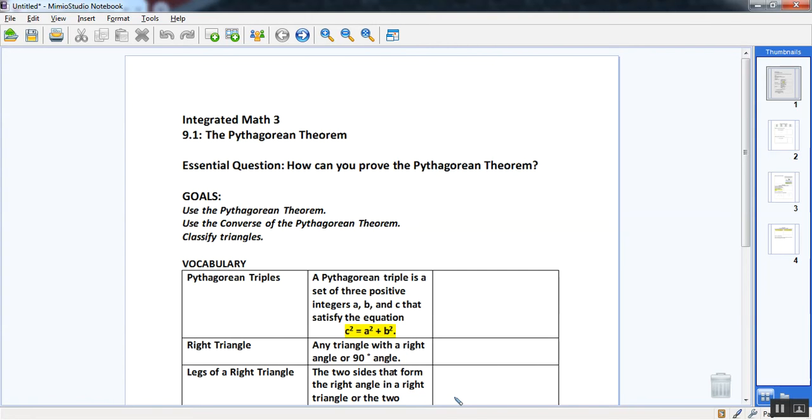Guys, I'm not going to spend a ton of time in this section. I know you guys have talked about this before. We're going to talk about some different theorems that come along with this. But guys, how many have heard of the Pythagorean Theorem? When you think Pythagorean Theorem, what do you know about? What have you heard? What do you remember?